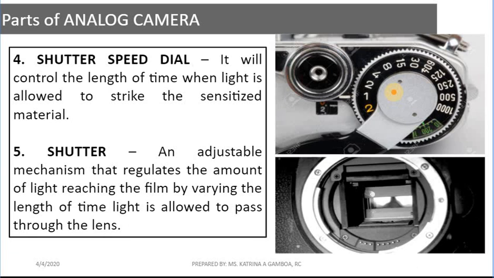Kapag madilim, for example, gabi, ang ginagamit ng mga photographer natin, ang shutter speed nila is dapat matagal. 5 seconds, 10 seconds, ganyan. Bakit? Kasi kailangan there is enough amount or parang sufficient amount of light para pumasok doon sa mismong camera.